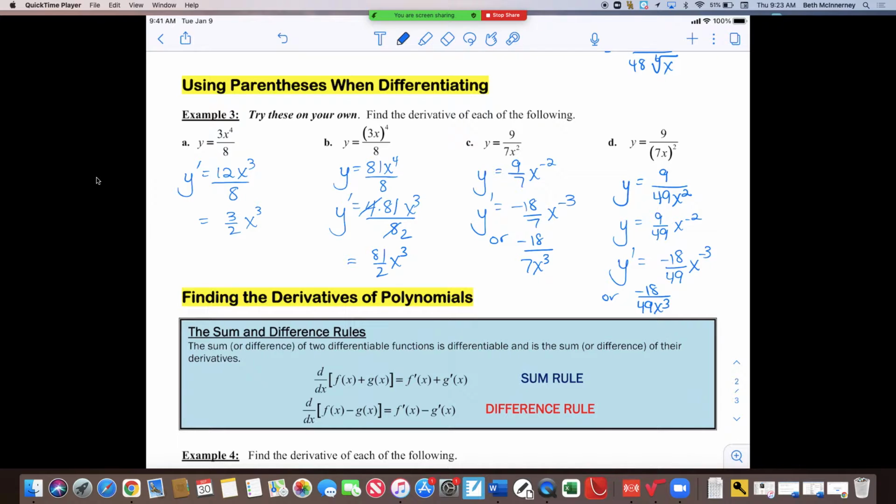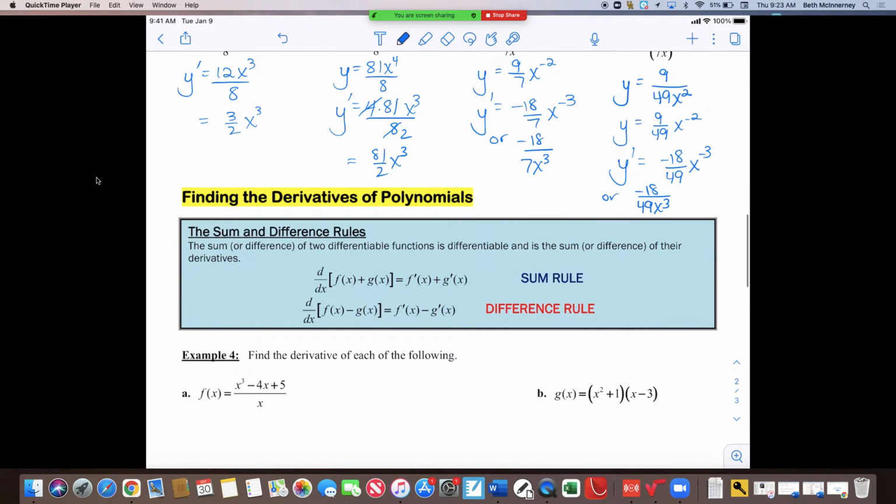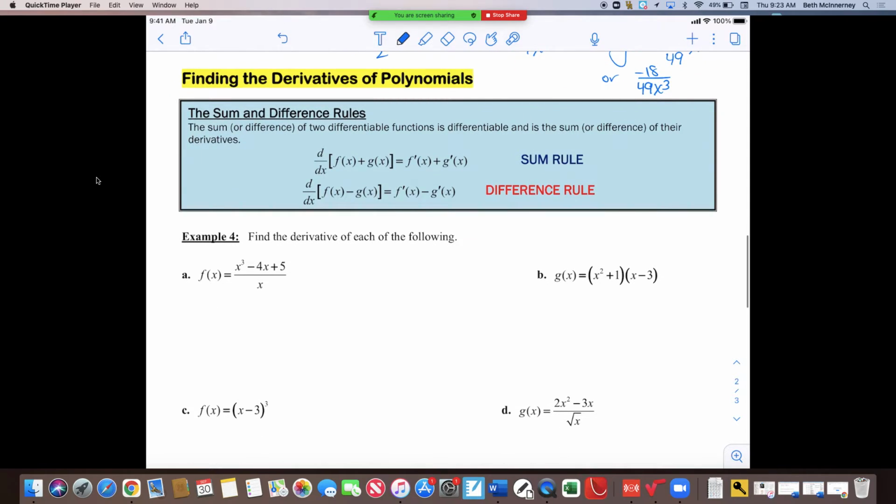All right, give me thumbs up. How are we feeling? Up, out, or down? Okay, all right, pretty good. All right, here is the sum and difference rules. If two functions are differentiable, that means you can find their derivative, then the sum of those two functions is just f prime of x plus g prime of x. Likewise with the difference. So let's look at example 4, letter A.